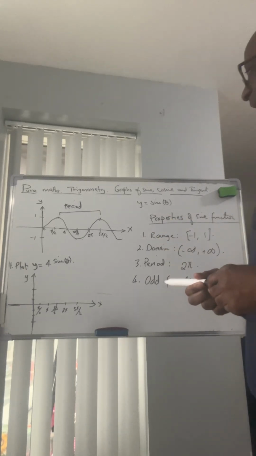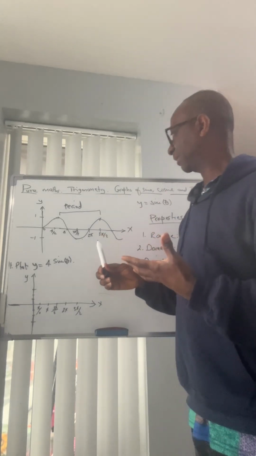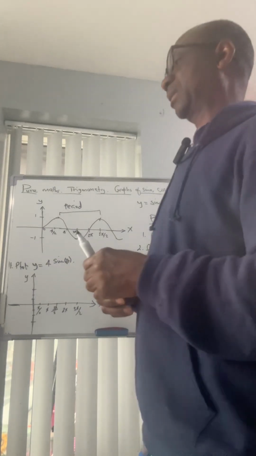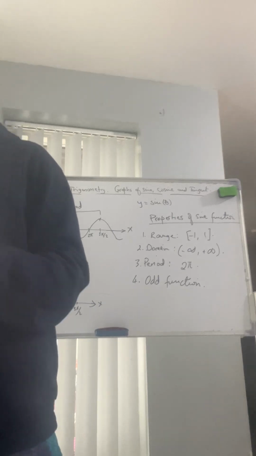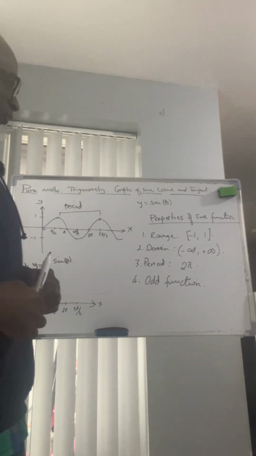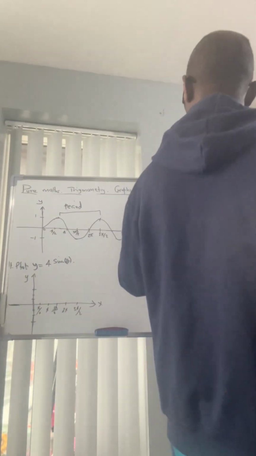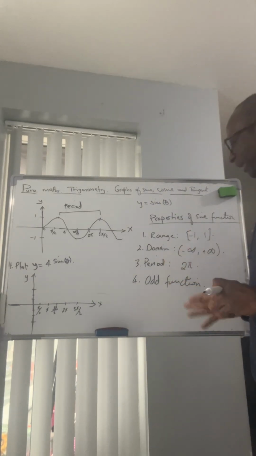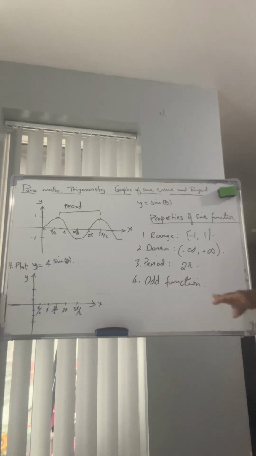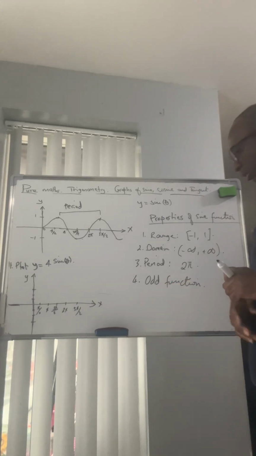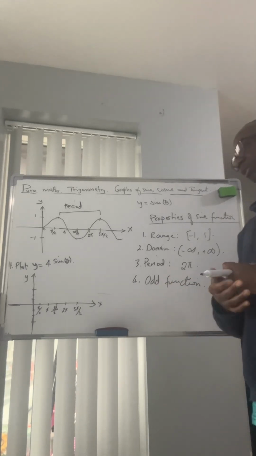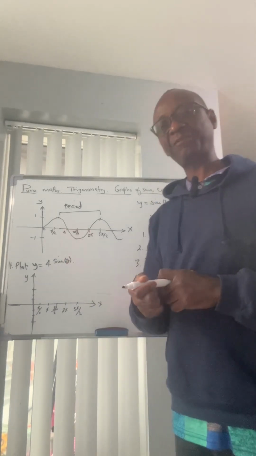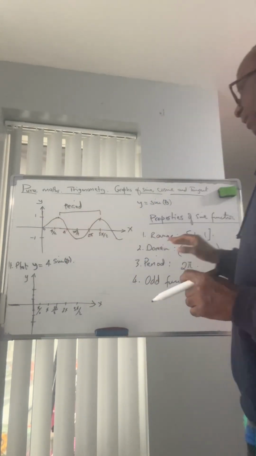We already explained what a sine function is, what are its uses. We use them in real life situations, and we examine the properties of the sine function. We look at the range, domain, period, and what type of function is it? Is it odd or even function? We explain all that. The graph of the sine function looks like this.